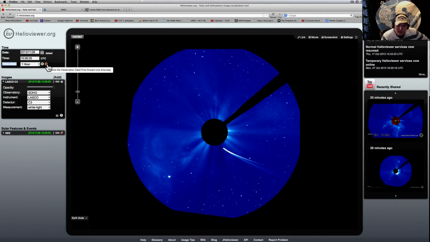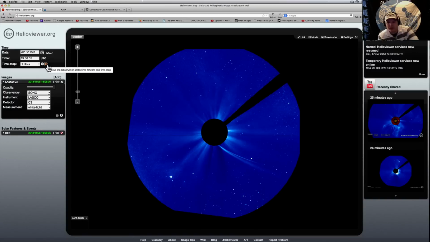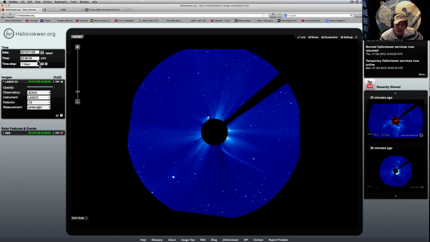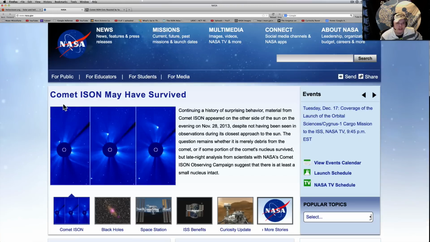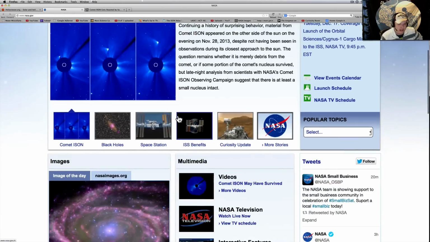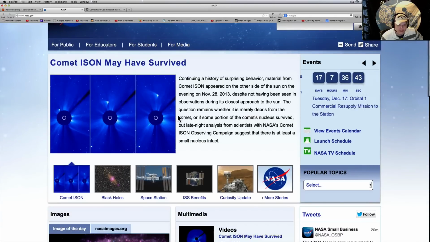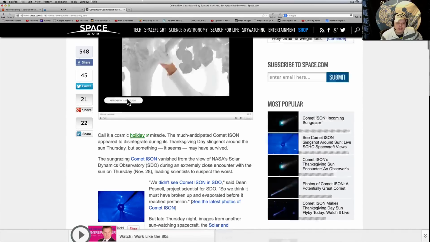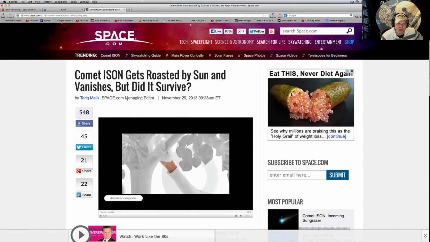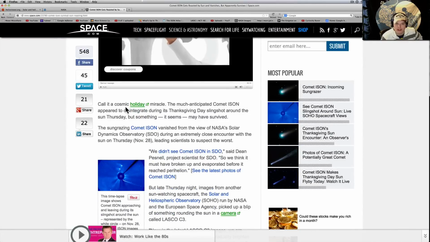Look how bright it gets as it's coming in. The trail is still bright. Even look how bright the trail is, even back to here from the sun. And as of right now, that's when people started saying it was gone. No comet. If you go to NASA now, it's saying Comet ISON may have survived. But if you would have been there a couple nights ago, it did not survive.